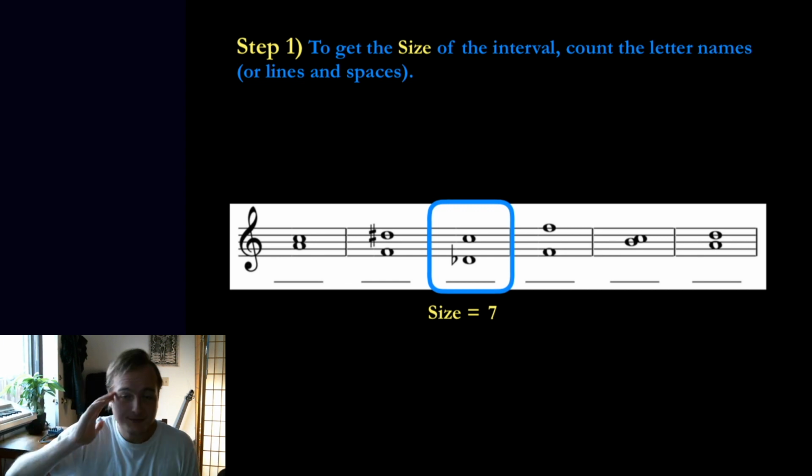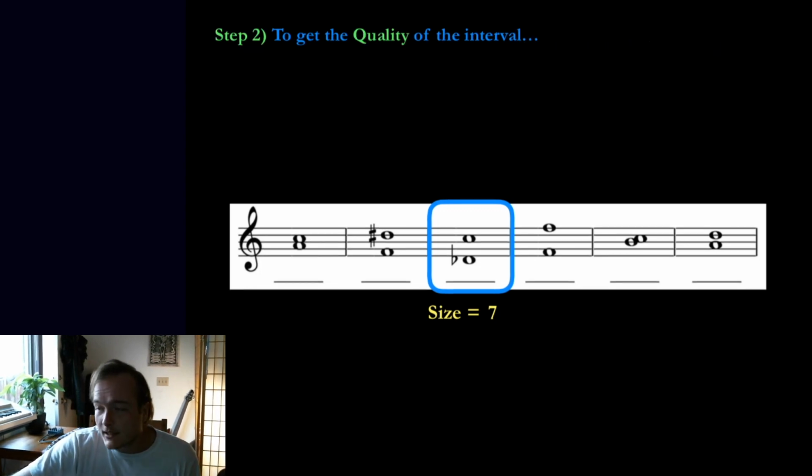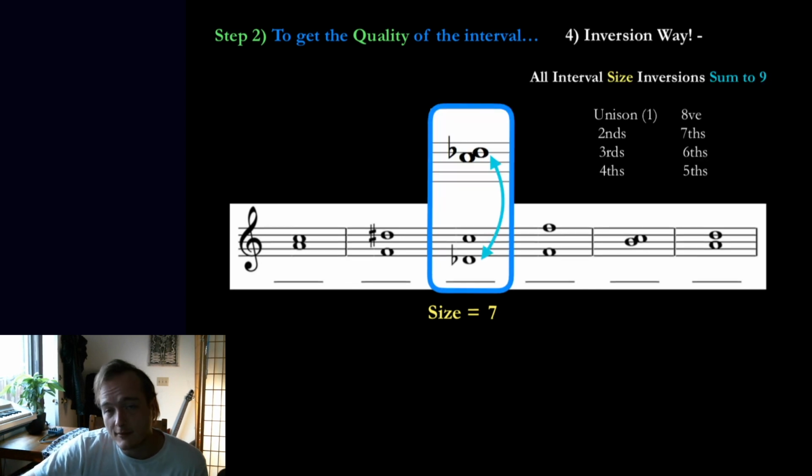It's 10 or 11 half steps. So that's too much work. It's going to take too long. What's a quicker way? Inversion. Inversion gives us the quickest way to the quality of this interval.